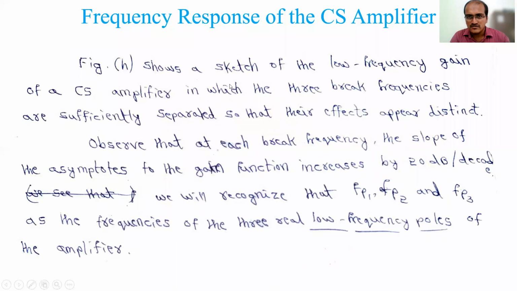The figure shows a sketch of the low frequency gain of a CS amplifier in which the three break frequencies are sufficiently separated so that their effects appear distinct. Their slopes are different, that's why it looks different, not a linear graph. Observe that at each break frequency, the slope of the asymptotes to the gain function increases by 20 dB per decade. It starts from minus 60 dB per decade. Then there is a 20 dB increase. How is it calculated? Minus 60 plus 20, so it becomes minus 40. You see that in the graph.